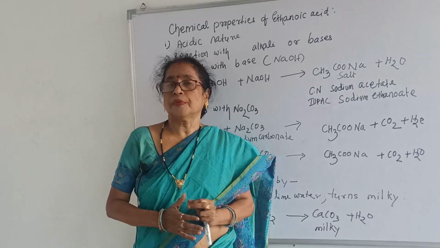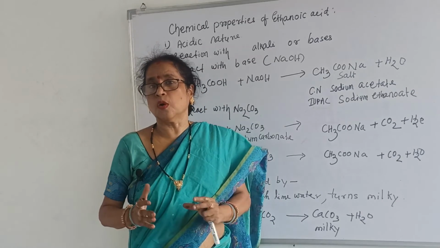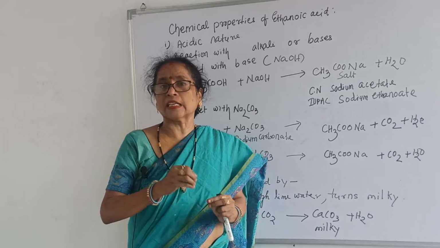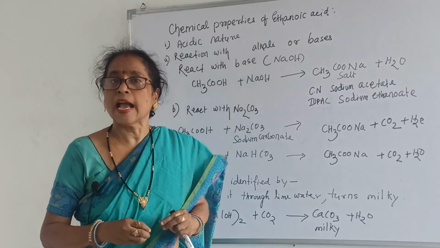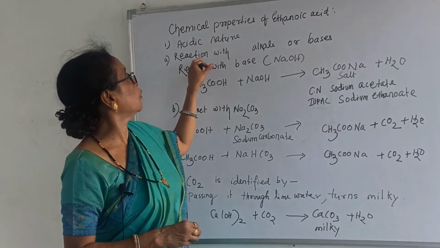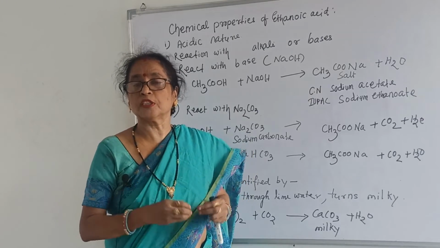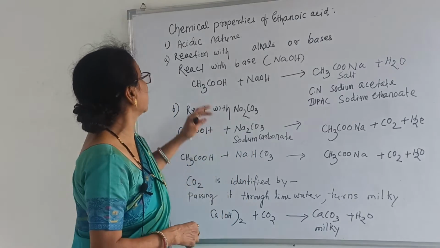Chemical properties of ethanoic acid. Ethanoic acid means CH3COOH. The last word is acid, so it should behave as an acid. It shows acidic nature. How can you prove that? Reaction with alkali or base. What is an alkali? A base that dissolves in water is called an alkali.